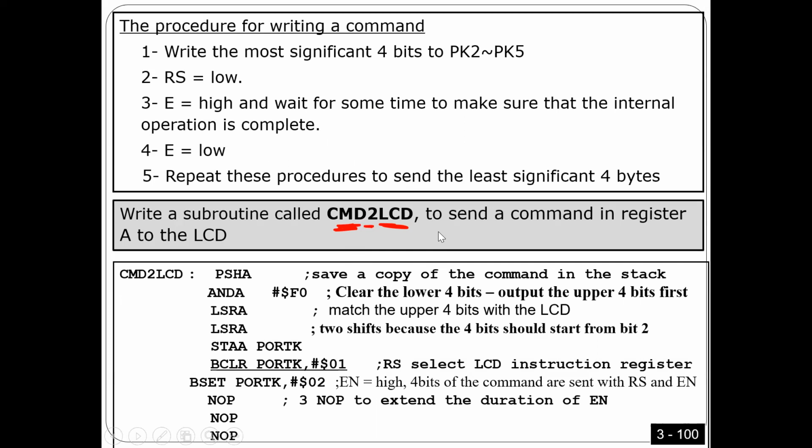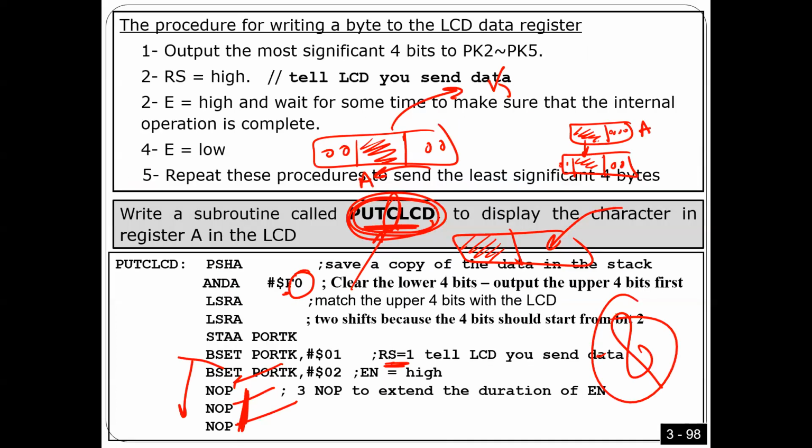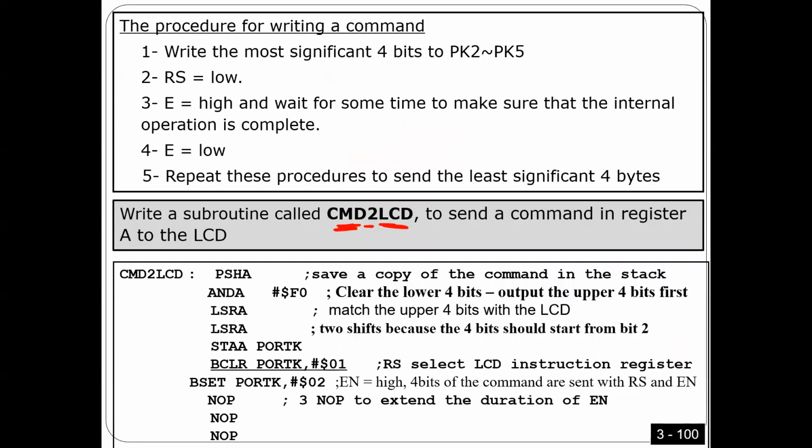So here, guys, here is how we can use this one. This is exactly similar to what we did here, command to put character LCD. It is exactly the same thing as we did here. The only difference is that before you call this one, the command you want to execute, you have to put the code in register A and then call this one.